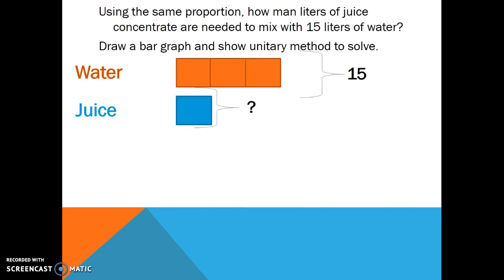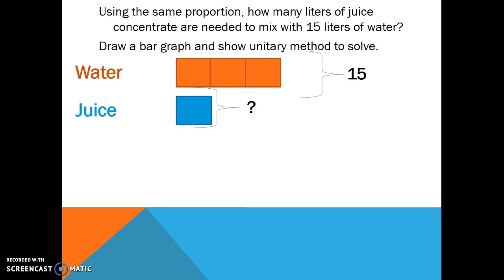Okay, letter D says, to make the same drink, how many liters of juice concentrate are needed to mix with 15 liters of water? And then, of course, we're going to draw our bar graph and show unitary method to solve. Okay, so this time, my 3 units of water equal 15 liters, and we want to solve for juice.